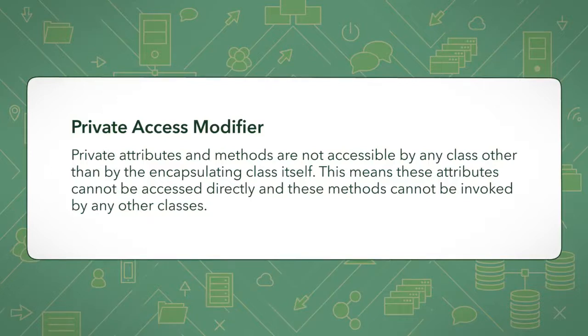Private attributes and methods are not accessible by any class other than the encapsulating class itself. This means these attributes cannot be accessed directly, and these methods cannot be invoked by any other classes. Information hiding is a powerful idea. You control what information you want to share and what behaviors you want to let others see.